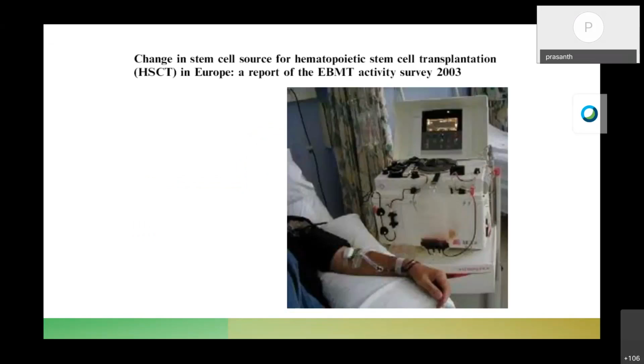Having said that, in the current era, the source of these stem cells is not usually the bone marrow. We use certain growth factors administered to the patients, by which these stem cells are mobilized from the bone marrow into the peripheral blood. From the peripheral blood, as you can see here, using a simple apheresis procedure, just like we do a plateletpheresis, these stem cells can be harvested and subsequently used.